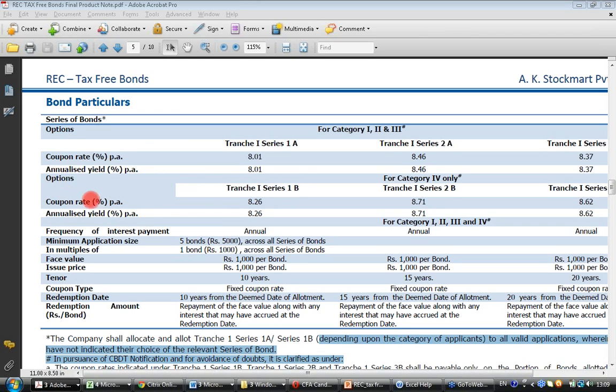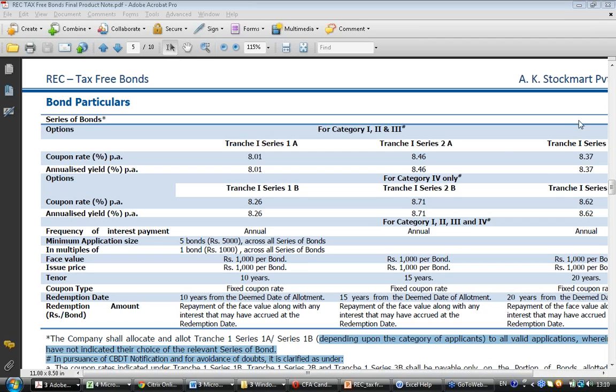The coupon rate is 8.26% per annum, meaning if you buy a bond for 1000 rupees today, every year you will get 82.6 rupees as coupon or interest. On maturity, you will get your 1000 rupees back. This bond, the series 1B, is for 10 years. So with this small understanding, let's quickly recap whatever we have seen. Coupon is 8.26%. The initial purchase value is 1000 and the final redemption value is also 1000, and the bond is for 10 years.